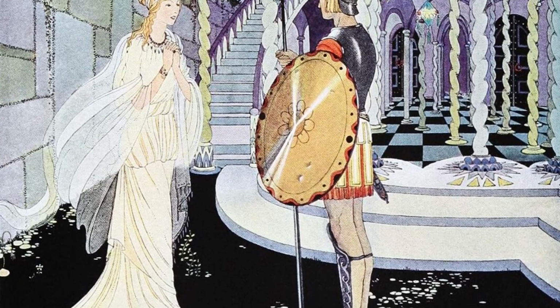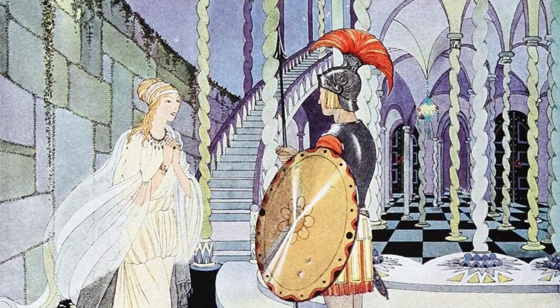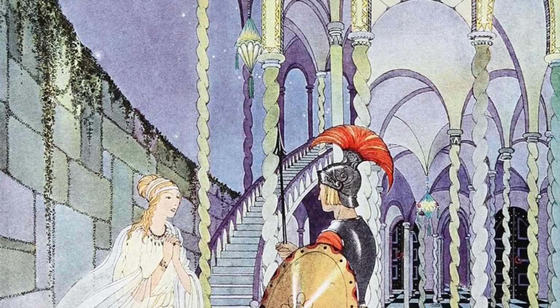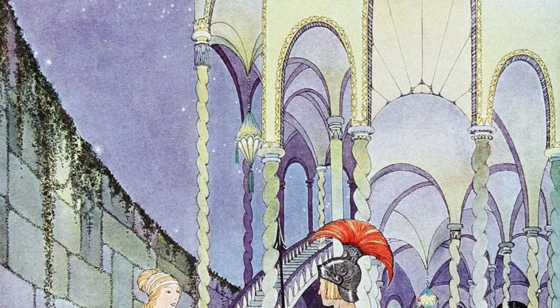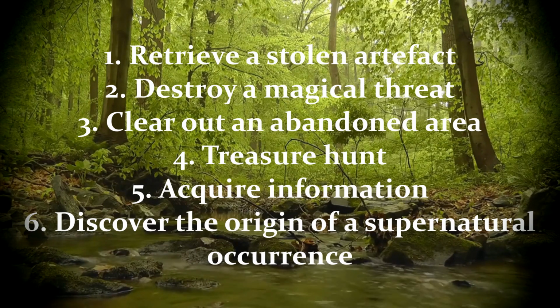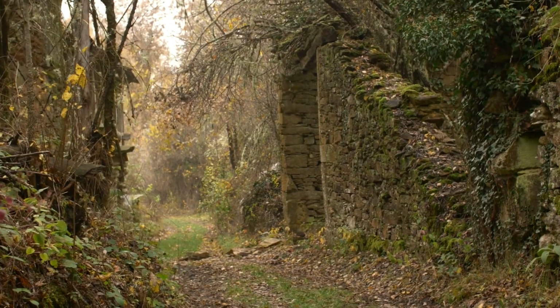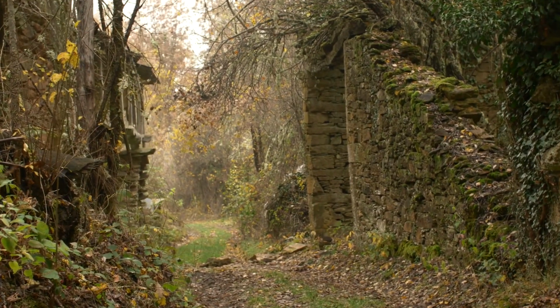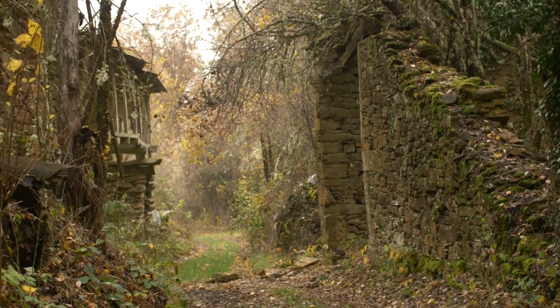Goals. Next, I will generate a specific goal to solidify exactly what my character is setting out to achieve. I roll a d6 on the goals table. Number 1, retrieve a stolen artifact. 2, destroy a magical threat. 3, clear out an abandoned area. 4, treasure hunt. 5, acquire information. 6, discover the origin of a supernatural occurrence. I roll a 3, which means Tyrell's goal is to clear out an abandoned area.